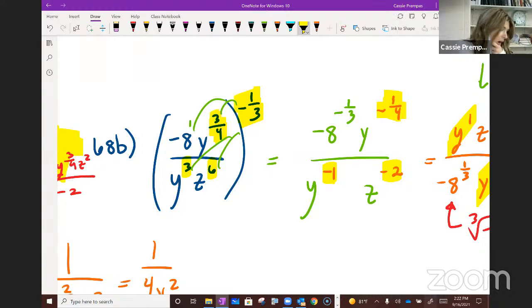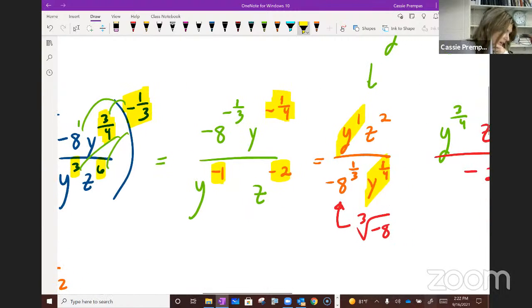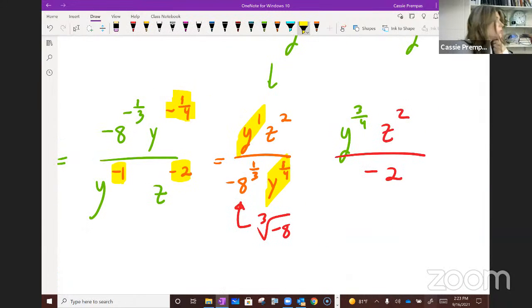Then I see all of these have negative exponents, so I need to make all of them positive. I'm going to basically flip this fraction. The y to the negative first is going to go to the top as y to the first. Z to the negative second is going to go to the top as z squared. Negative 8 to the negative 1/3 is going to go to the bottom, making it a positive 1/3. And y to the negative 1/4 will go to the bottom, making it y to the positive 1/4. Now, negative 8 to the 1/3, I can simplify. That's the cube root of negative 8, which turns out to be negative 2.